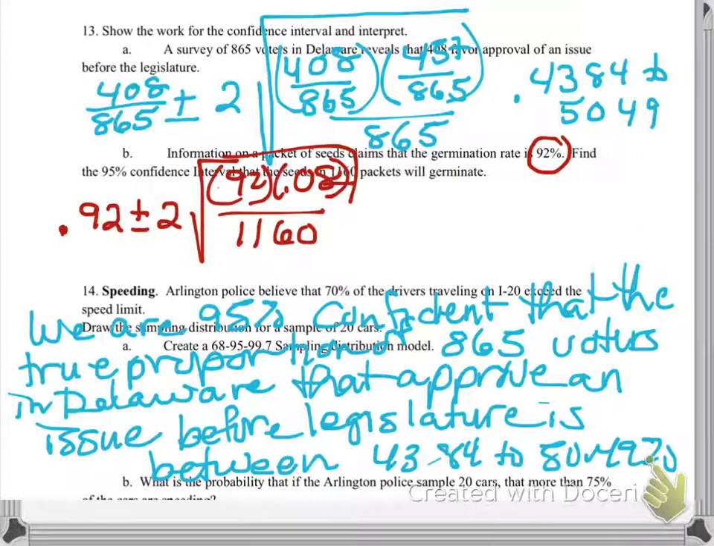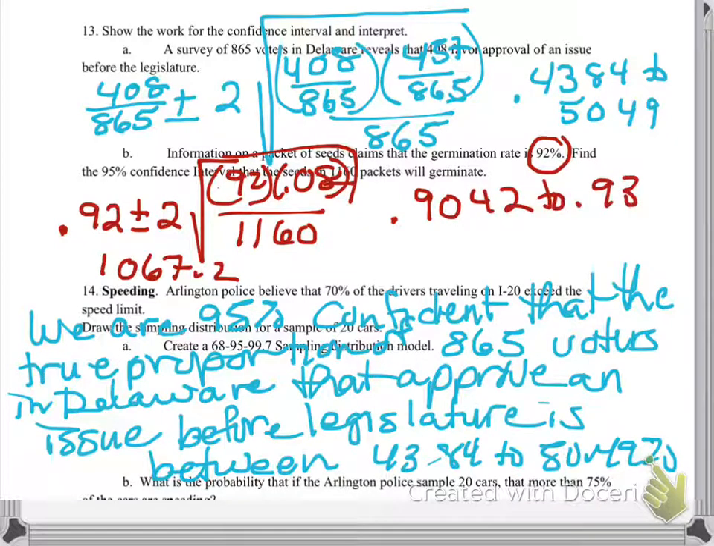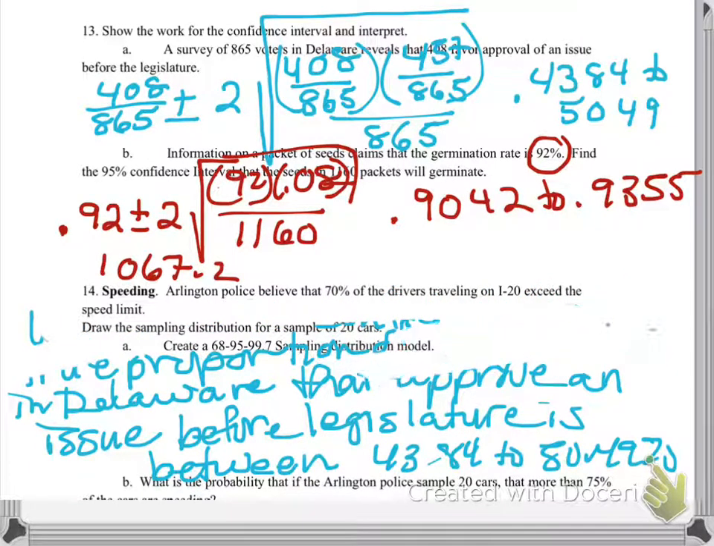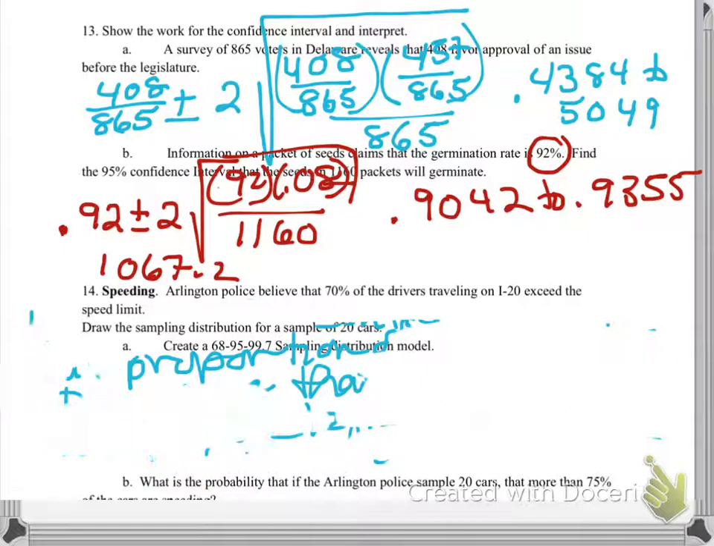All right, so I notice here, remember, if you're going to use the graphing calculator, you need to know the number of hits. And so to find the number of hits, it's going to be 0.92 times 1160, and I get 1067.2. So I'm going to make my hits be 1067. So it's going to be 1067 out of 1160 in a 95 confidence interval. So it's going to be 0.9042 to 0.93455. All right, so let me erase what we had here so I can write my confidence interval.